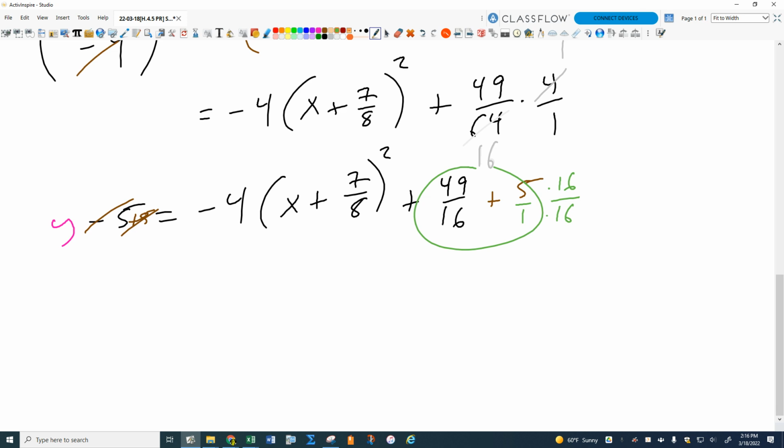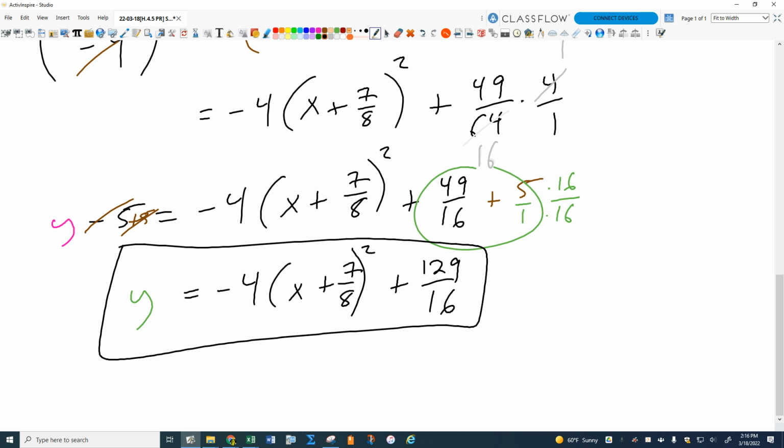Now we've got our y by itself equals -4 times the quantity x plus 7/8 squared plus 49/16. 5 times 16 is 80, right? So I get 49/16 plus 80/16 is 129/16. And that's my answer.